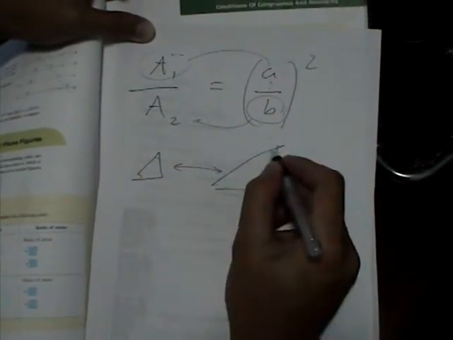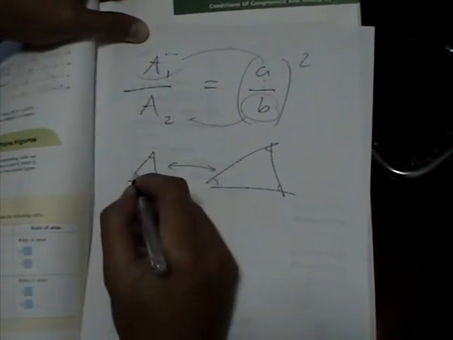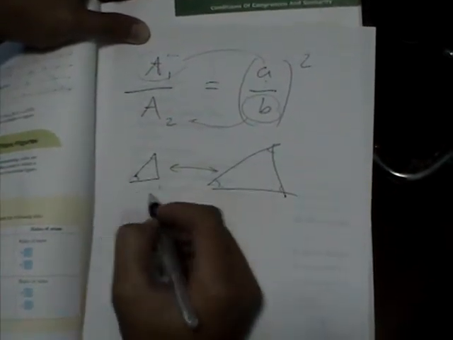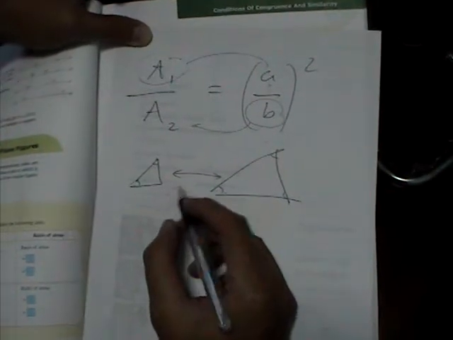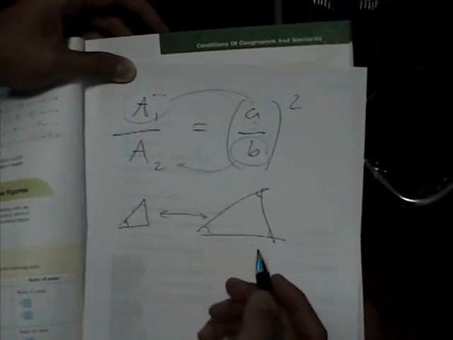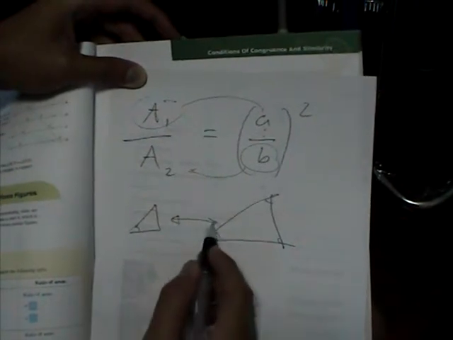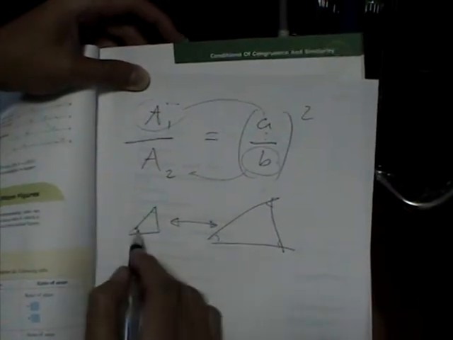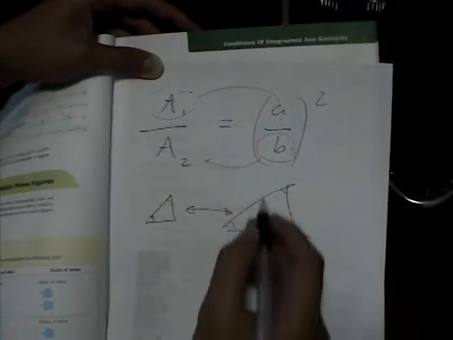All angles are the same, right? Corresponding angles are the same, just one is bigger than the other. That's why they are similar. They're not congruent. If they're congruent, then all the sides will be the same and they will be the same size. Here they're different in size, but same corresponding angles.